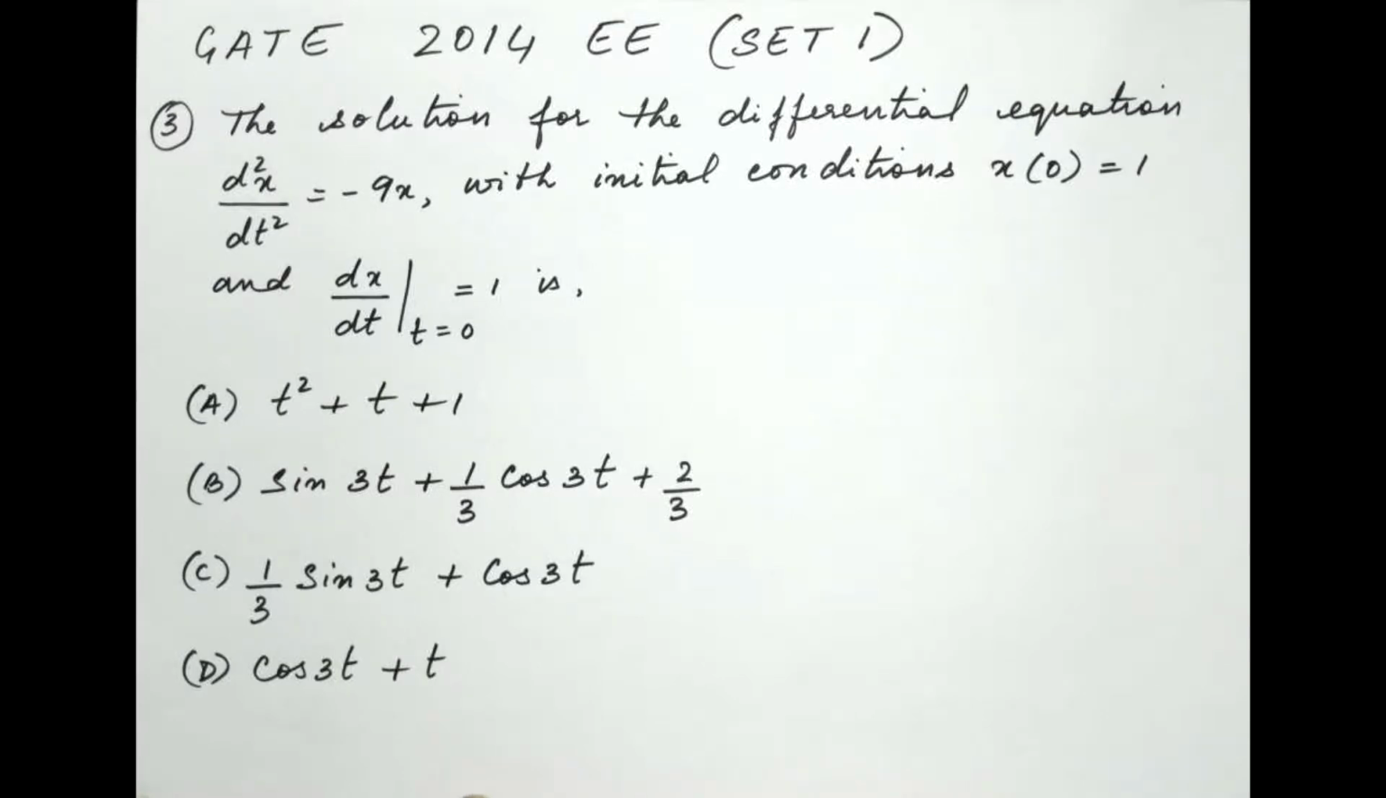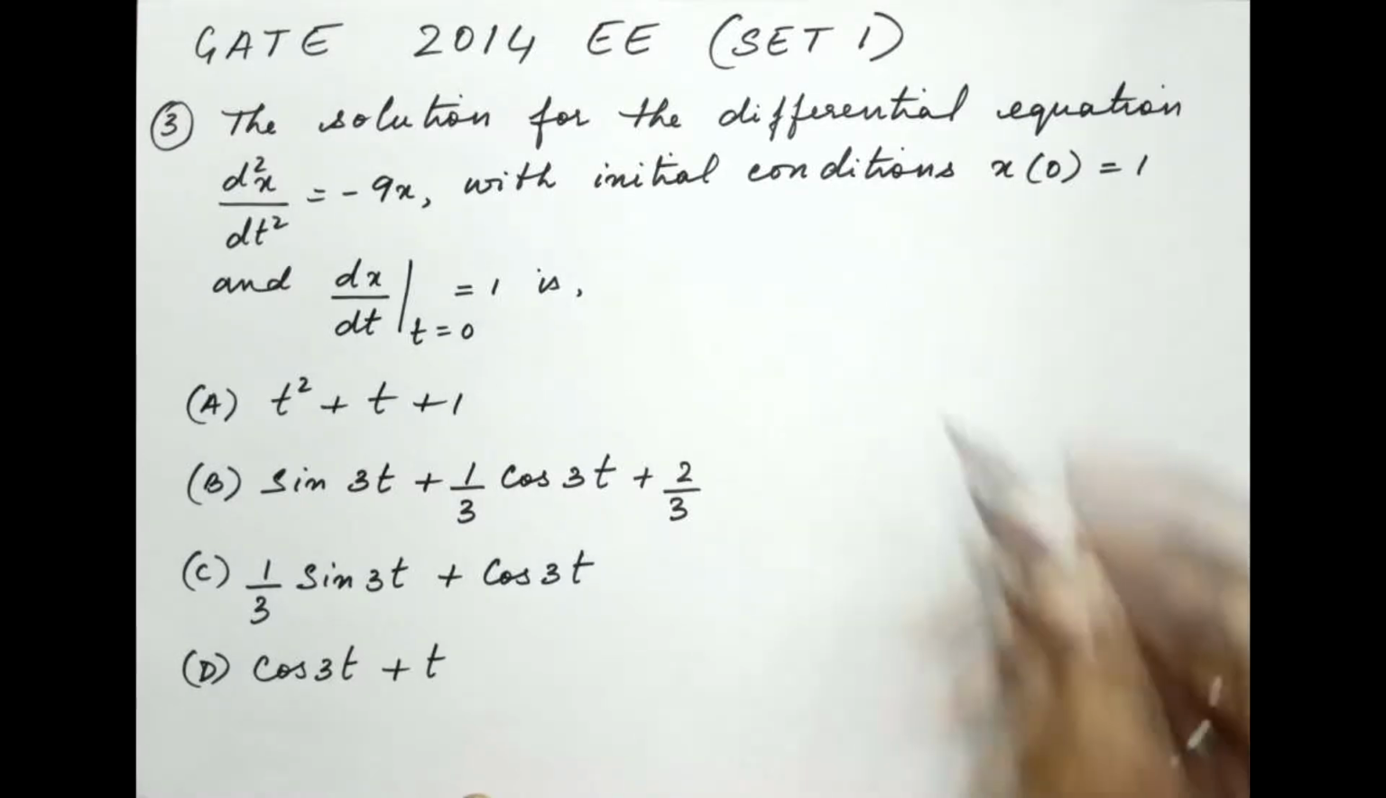Here's the next question, number 3. It reads: the solution for the differential equation d square x by dt square equals minus 9x with initial conditions x of 0 equals 1 and dx by dt at t equals 0 equals 1. We have our 4 options given to us, and we will have to find out the solution of the differential equation. So let's start by writing down the equation given.